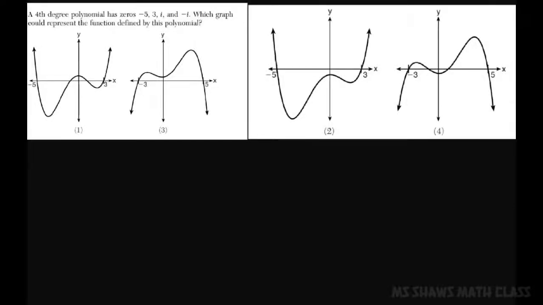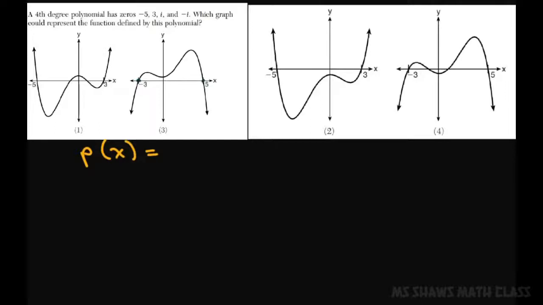Everyone, a fourth degree polynomial has zeros at -3, 3i, and -i. Which graph could represent the function defined by this polynomial? So basically, they all go through these two zeros. What I want to do is go ahead and write out the polynomial.